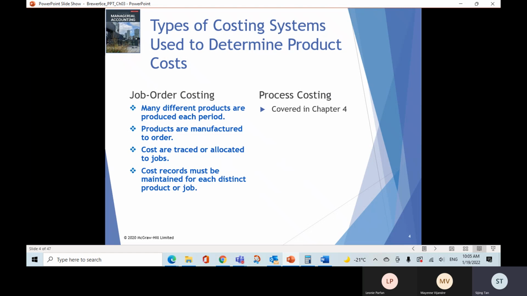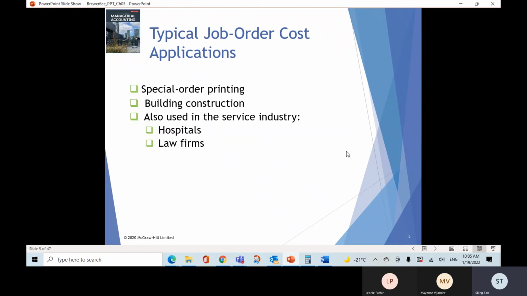Process costing system is different. This type of system is used when a company produces many units of a single product. One unit of product is indistinguishable from other units of product. The identical nature of each unit enables assigning the same average cost per unit. An example is Coca-Cola, mixing and bottling beverages. They just produce similar products. We're going to cover process costing in chapter 4, so for today, we basically talk about job order costing.